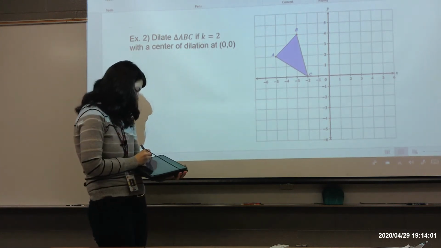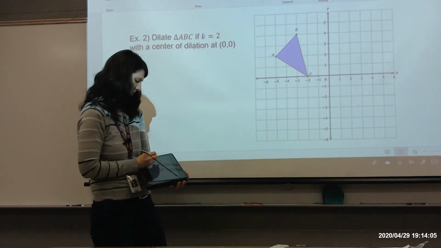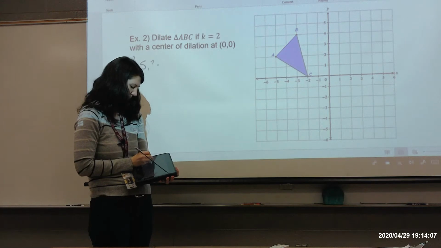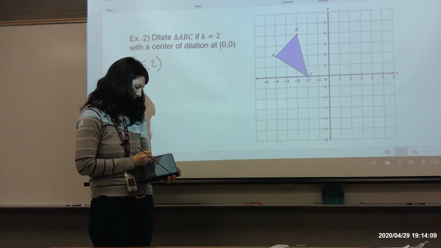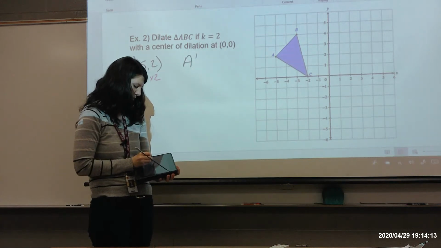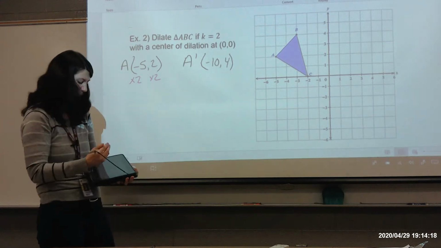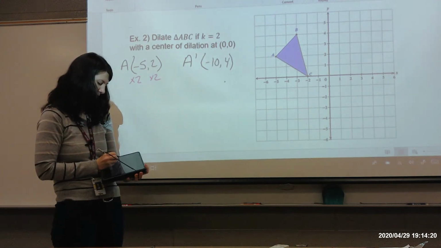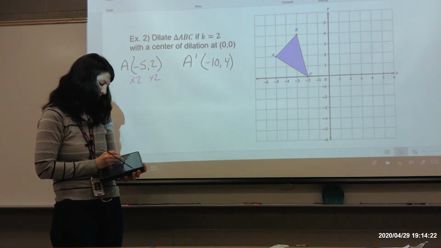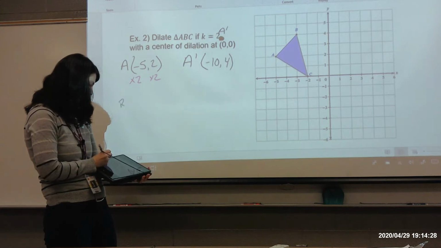So we're going to start with A, which is at the coordinate point -5, 2. I need to multiply both by 2, and I get my A prime, which is -10, 4. And I did not make my grid big enough, but we can estimate here. So -10, and then up to 4 would be somewhere in this area, A prime. Okay, now let's do B.